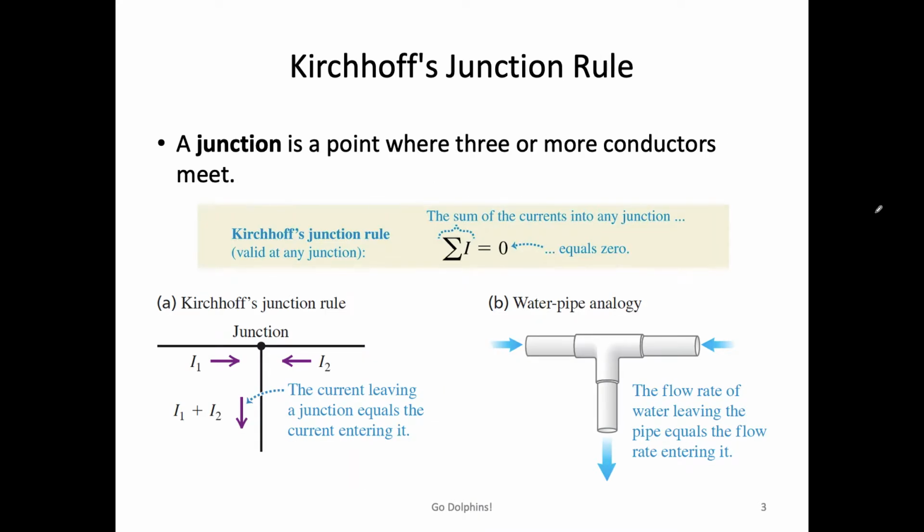So there are two rules. It says if you have a junction, the current that goes in and the current that goes out of this junction should equal each other. So the total current going through this junction is zero. Now this makes sense, right? If you have a junction of water pipes, the water going into the junction equals the water going out. So the sum of current into any junction should be zero, and this is consistent with charge conservation.